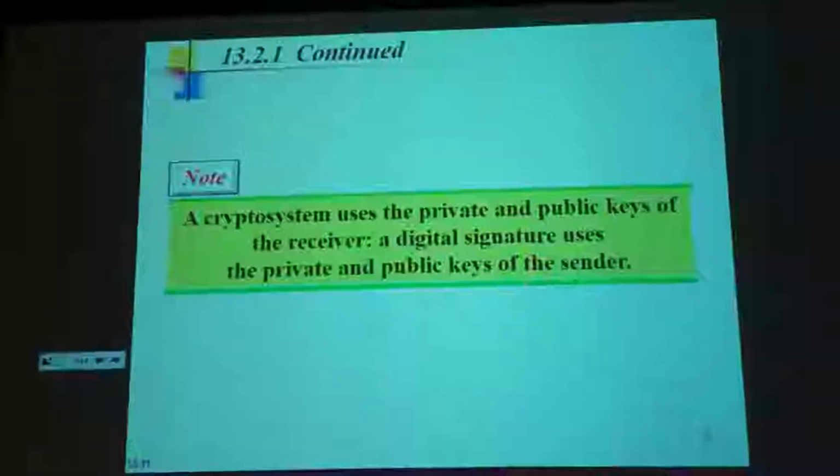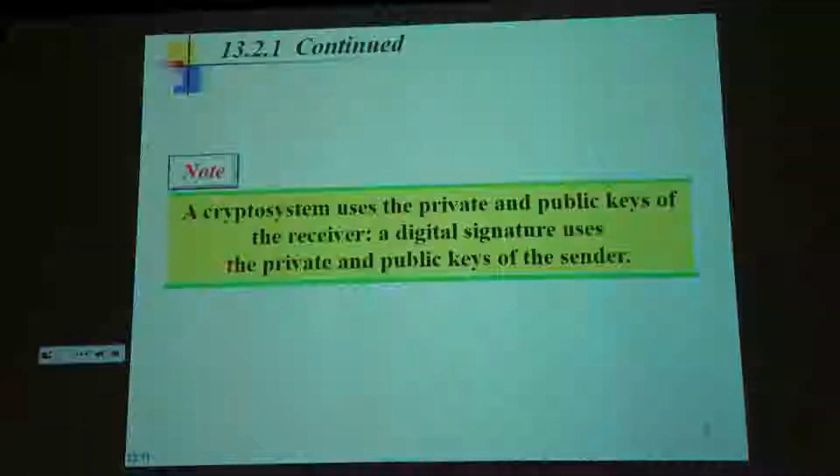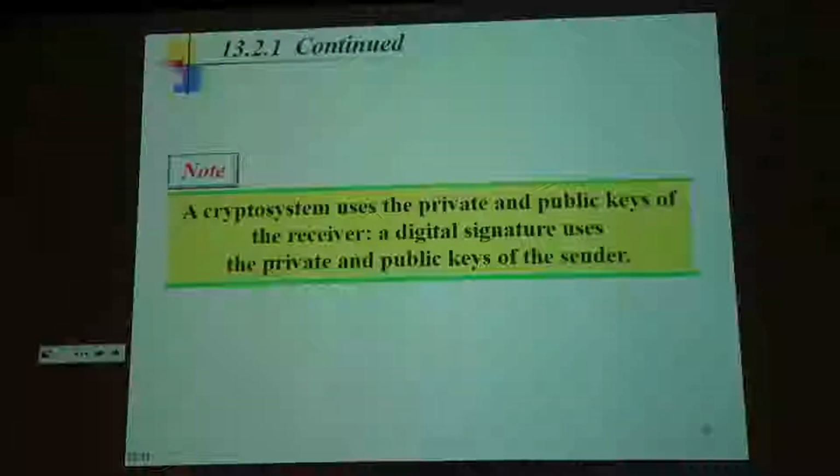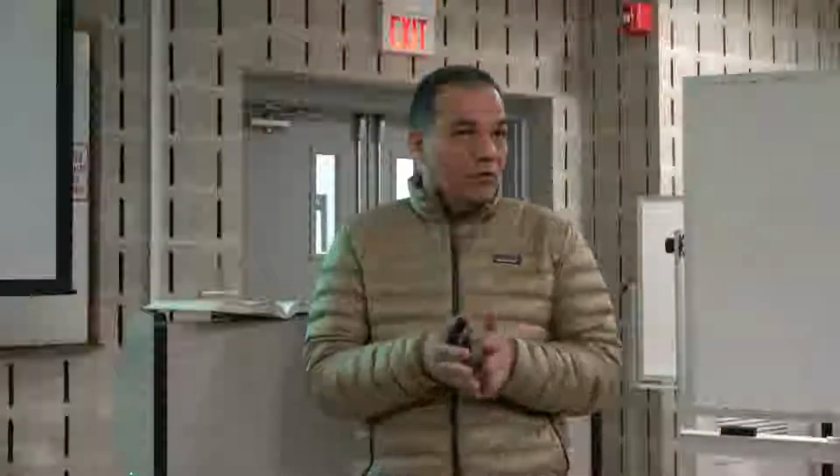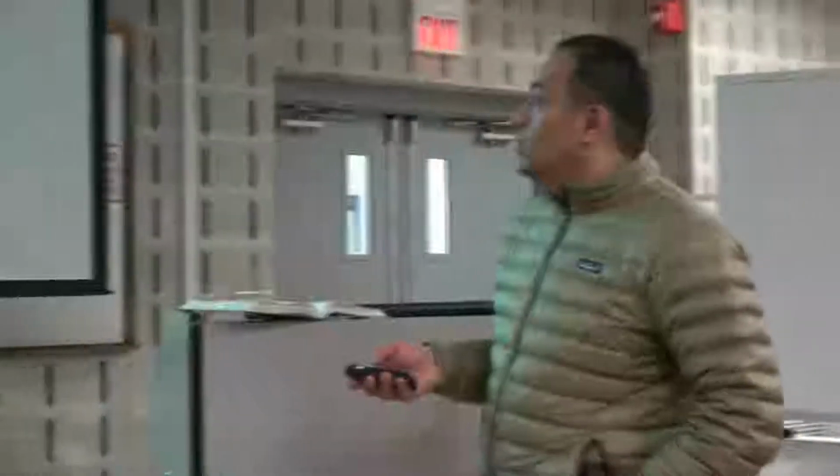All right. So a crypto system uses the private and public keys of the receiver. A digital signature uses the private and the public key of the sender. So we could use them together now for privacy and for signature.